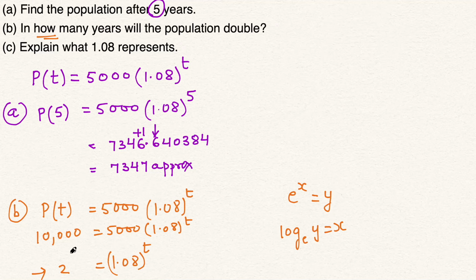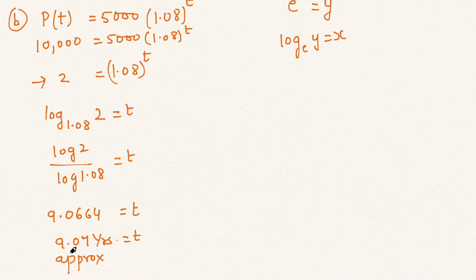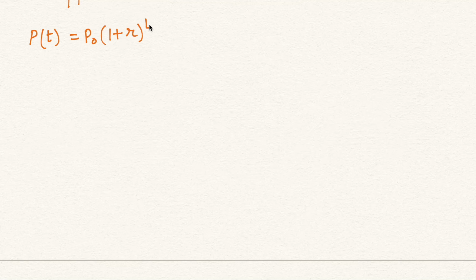Okay. Part C. Explain what 1.08 represents. Perfect. So if we see the actual equation, amount or population after time is equal to initial population times 1 plus r raised to the power t, right? But here, in place of r, we have 1.08. So can we rewrite it as 1 plus 0.08?